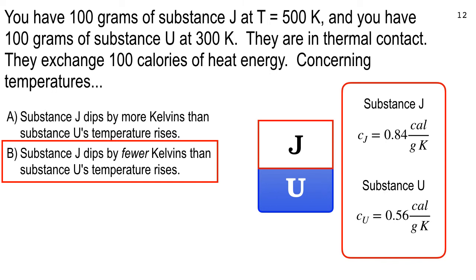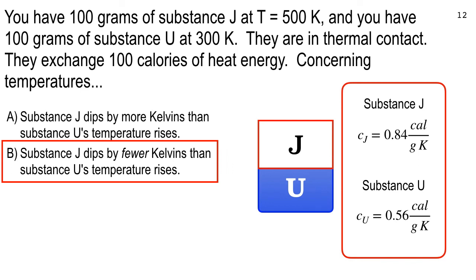100 grams of substance J, every gram of substance J requires 0.84 to dip down by a Kelvin. So if you have 100 grams of it, it takes 84 calories to dip down by 1 Kelvin for substance J. If substance J loses 84, it'll dip down by 1 Kelvin.